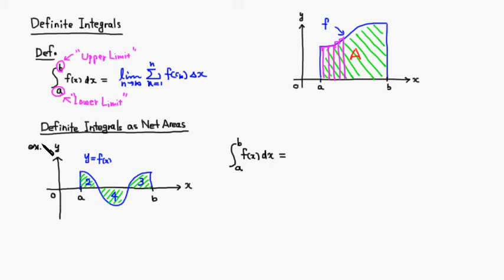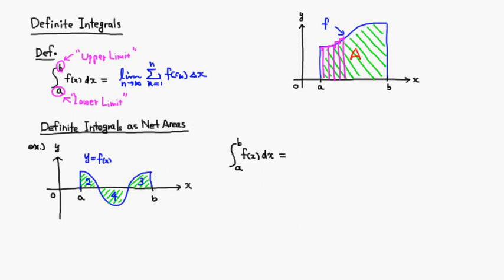Let's say you have a graph of f of x, which goes below the x-axis at some point. The area here is 2, the area below the x-axis is 4, and the area above the x-axis is 3. What will be the value of the definite integral from a to b of f of x dx?